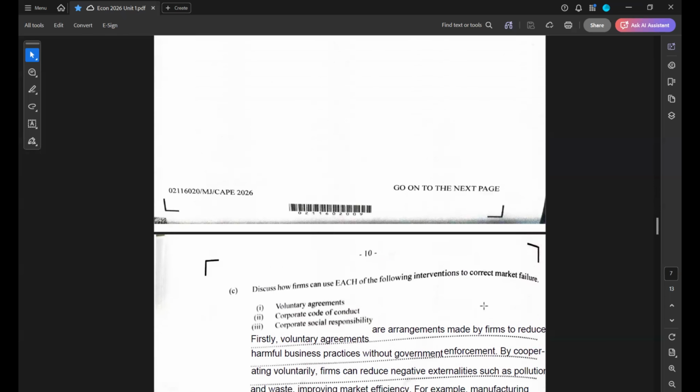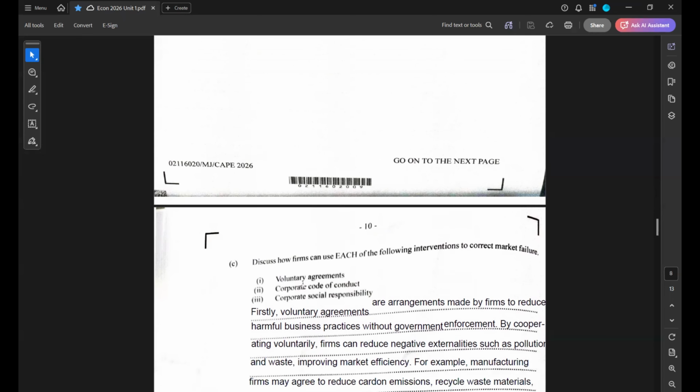Part C wants us to discuss how firms can use each of the following interventions to correct market failure: voluntary agreements, corporate code of conduct, and corporate social responsibilities. Now, this section requires you to be creative and flexible with your response. You have to discuss these 3 points in detail.